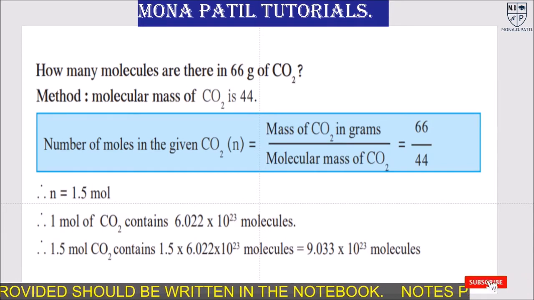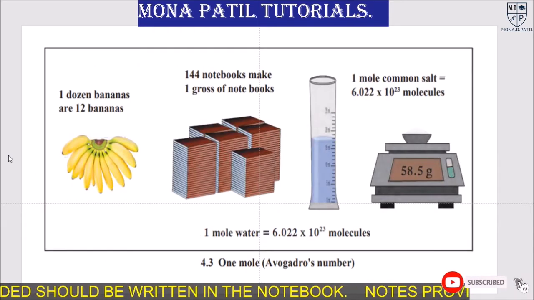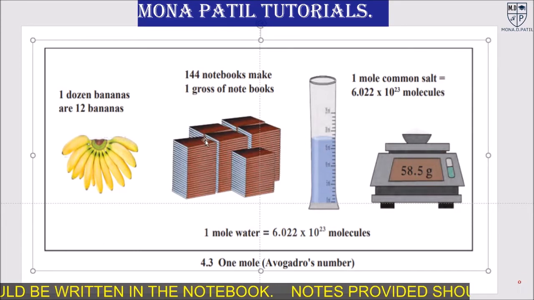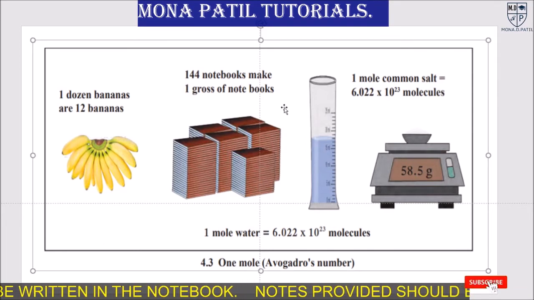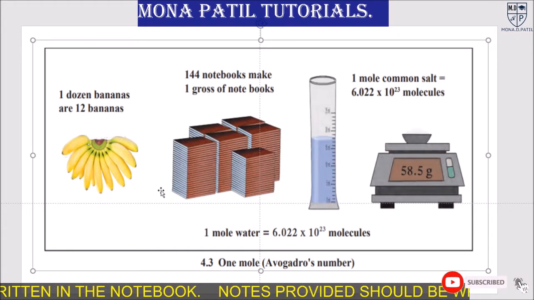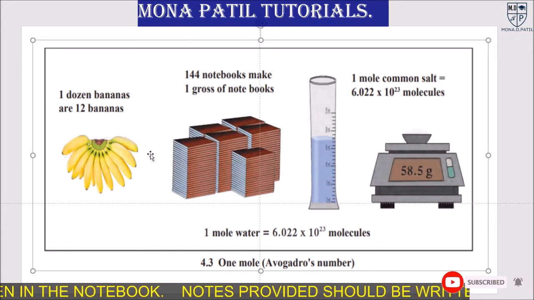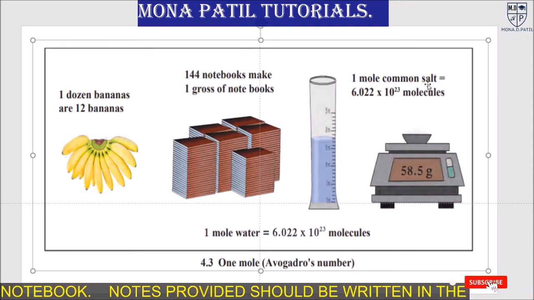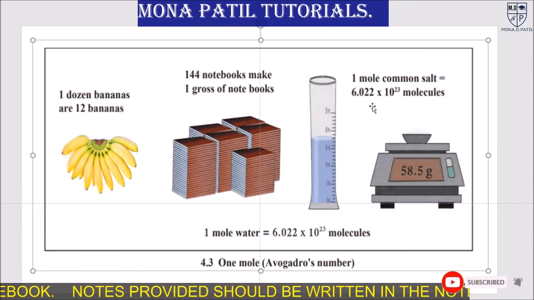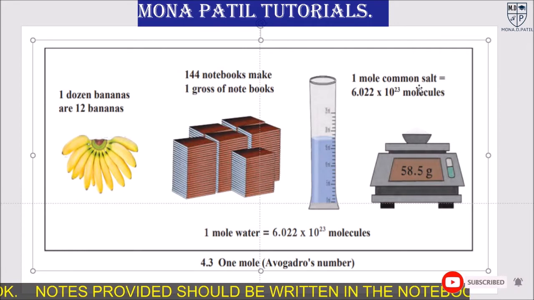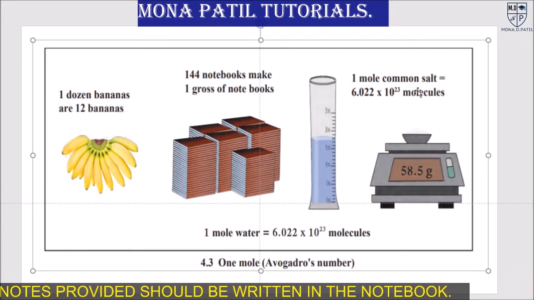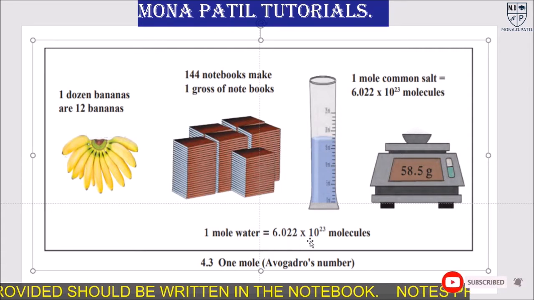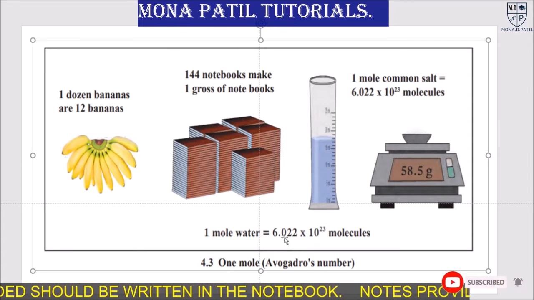Okay. Then here the image will show you 1 dozen bananas, or 12 bananas. 144 notebooks make 1 gross of notebooks. So as compared to this, you all are familiar with these quantities. Like that, 1 mole of common salt is equal to 6.022 × 10^23 molecules. So 1 mole of water is 6.022 × 10^23 molecules.